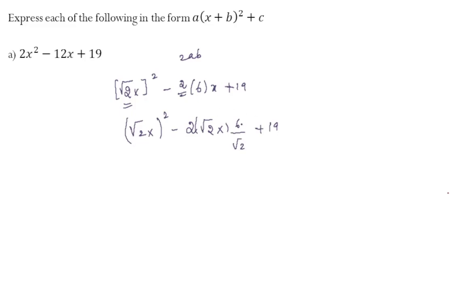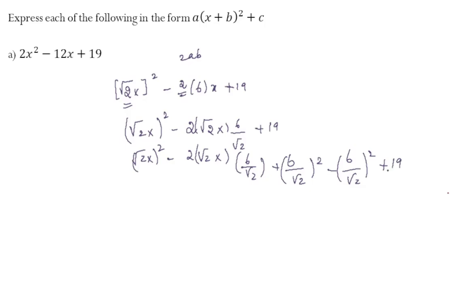So a is provided. Now here, instead of b, what do we have? We have the value 6 divided by root 2. Am I right? Yes. What can we do? We can add (6 by root 2) the whole square and subtract (6 by root 2) the whole square to complete the square, plus 19. So (root 2 x) the whole square we can keep the same as the first term.